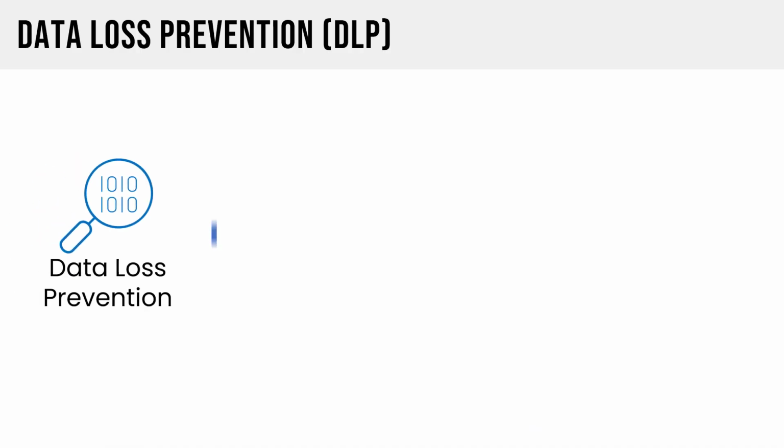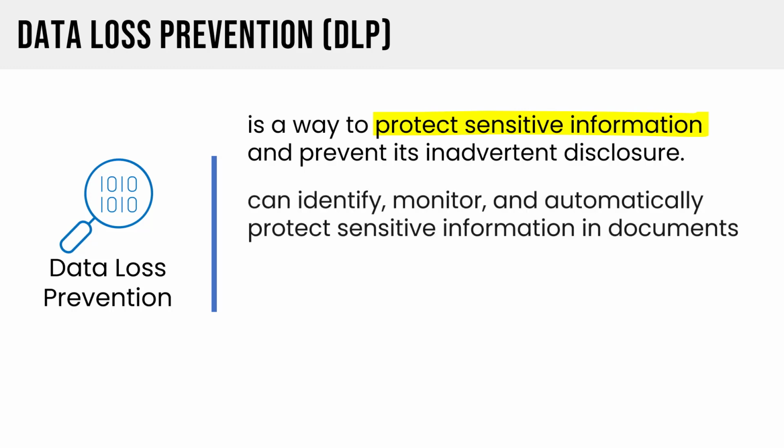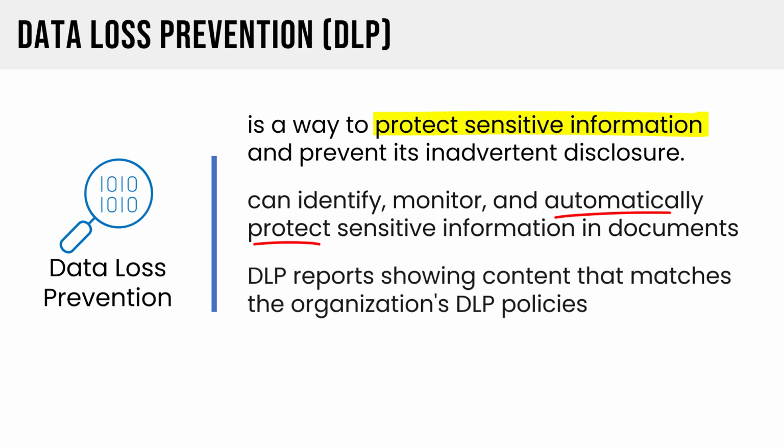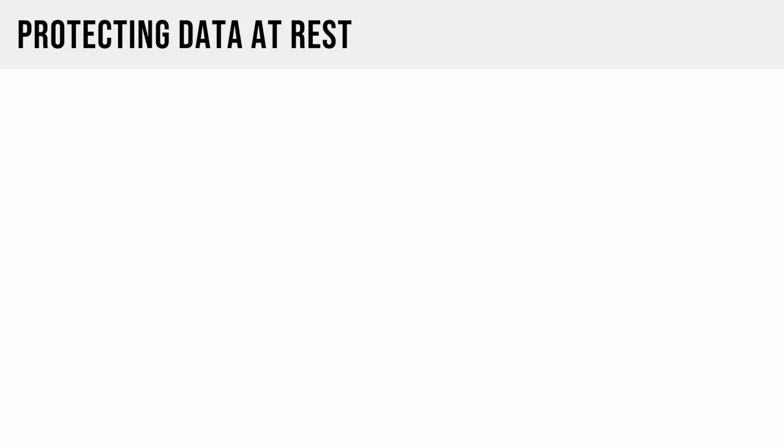So in data loss prevention, or DLP, as you'll often hear it referred to, this is a way to protect sensitive information and to prevent its inadvertent disclosure. Most of your DLP systems can identify, monitor, and often automatically protect sensitive information in documents. And DLP reports showing content that matches the organization's DLP policies will generally be available. But policies can typically be applied to email, to your SharePoint collaboration sites, to cloud storage, and to, in some cases, even to databases.